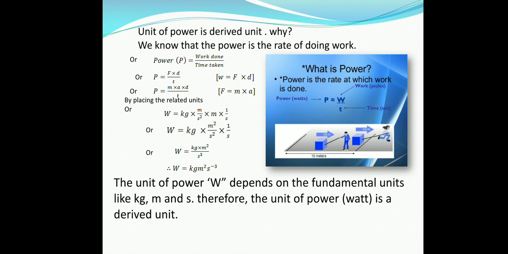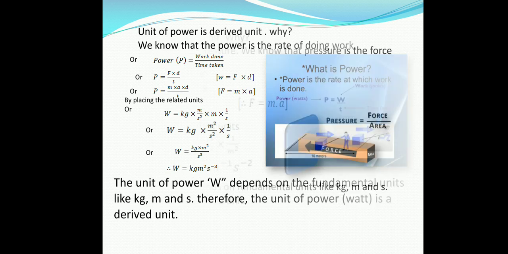And according to the laws of indices, when the power in the denominator comes to the numerator, it becomes negative. That's why W equals kg square meter per cubic second, that is, minus power 3. Thus, the unit of power, that is watt, depends upon the fundamental units like kg, meter and second. That's why it is a derived unit.